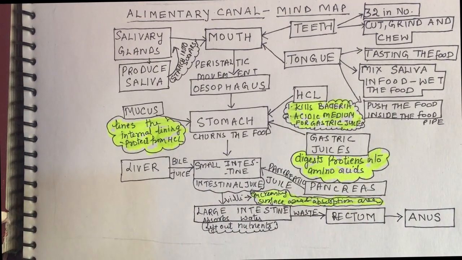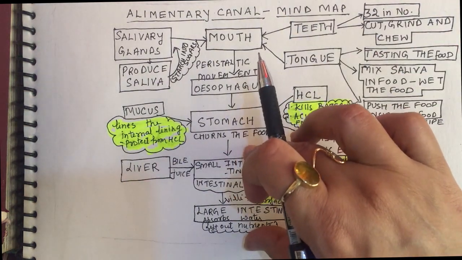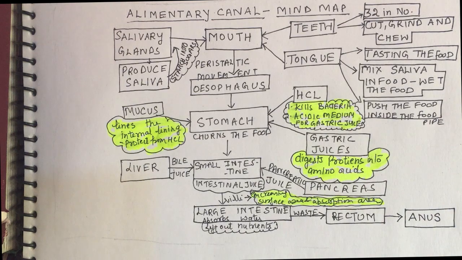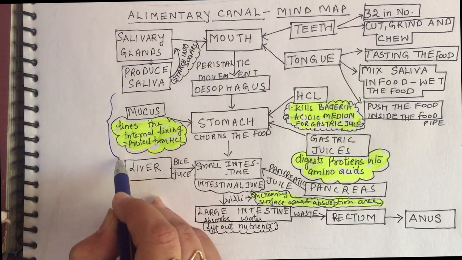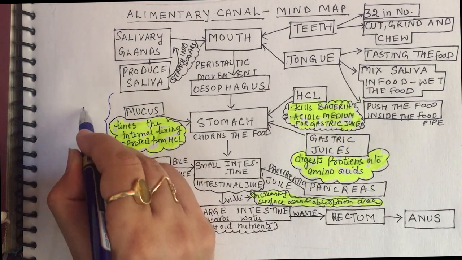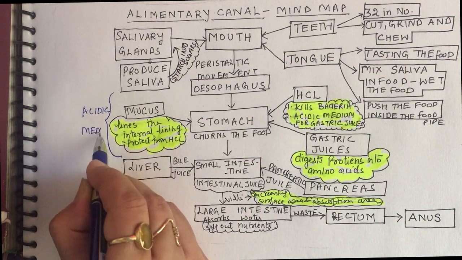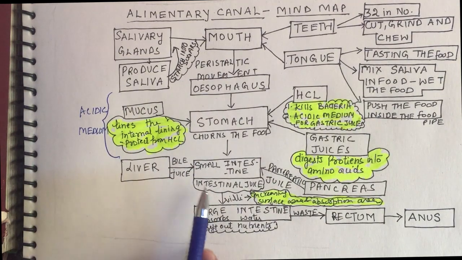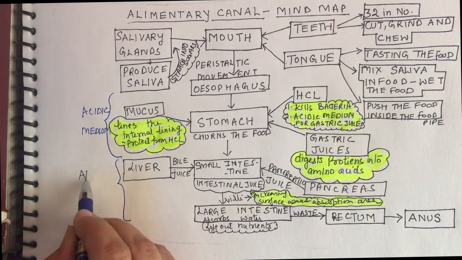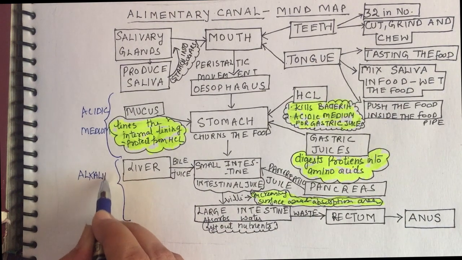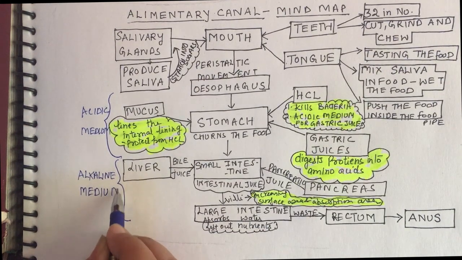One thing I would like to mention is that this is the acidic medium and this is the alkaline medium. So I will highlight it like this. Whatever work is done in the stomach is in acidic medium, and in the small intestine the food is digested in alkaline medium. The alkaline medium is provided by the liver, the bile juice.